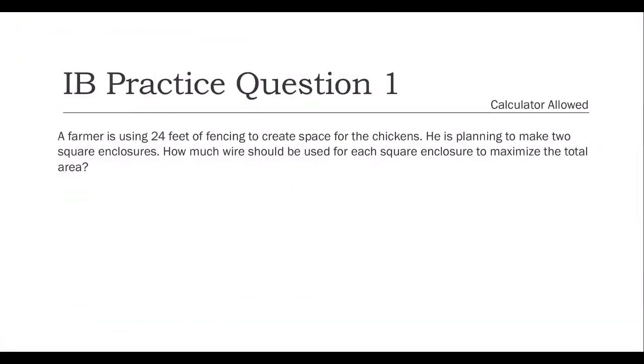So here we have our first IB practice question where the calculator is allowed. It says, a farmer is using 24 feet of fencing to create a space for the chickens. He is planning to make 2 square enclosures. How much wire should be used for each square enclosure to maximize the total area? So he's planning to make 2 square enclosures. So we'll label the side lengths on this first one S and on the second one X.